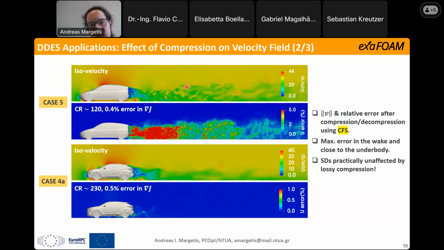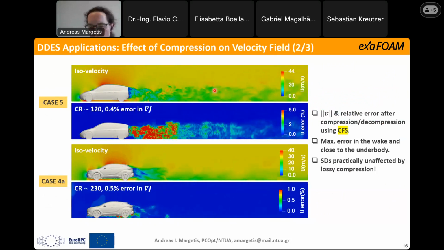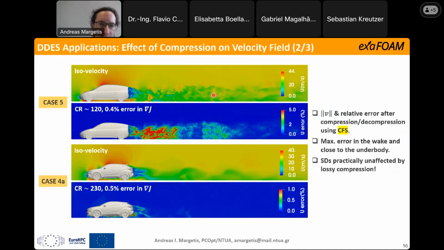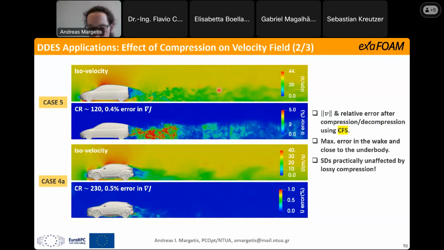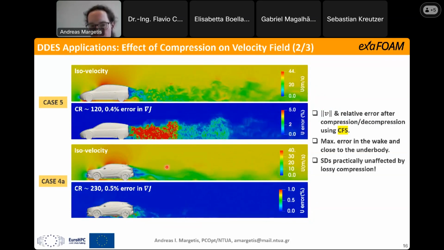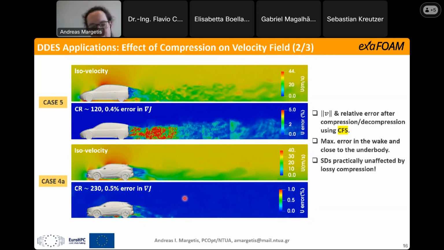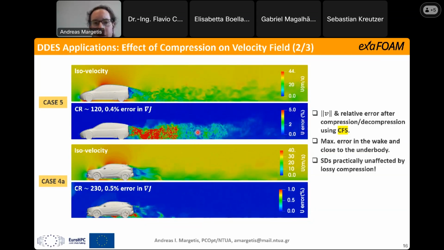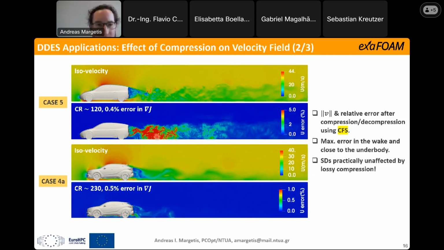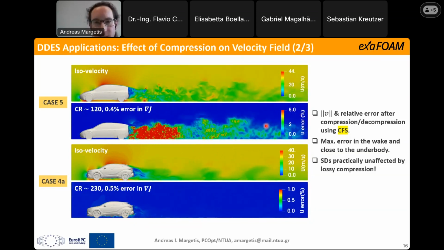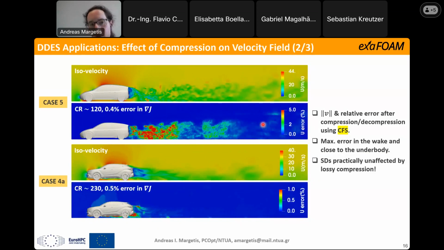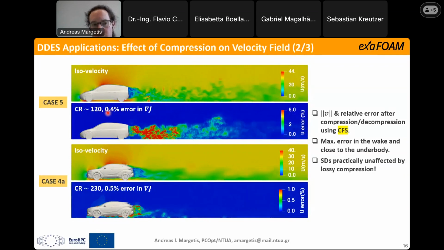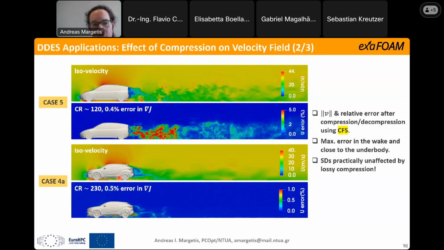The highly unsteady nature of the flow can be observed in rows 1 and 3, where the velocity magnitude is plotted on the symmetry plane of the two vehicles. In rows 2 and 4, the relative error of the velocity magnitude is plotted after its reconstruction by CFS. Despite the error being slightly higher in the wake of the car, in any case it doesn't exceed 5%, and the accuracy of the sensitivity derivatives was almost perfect, since the error in them was below 0.5% in both cases.